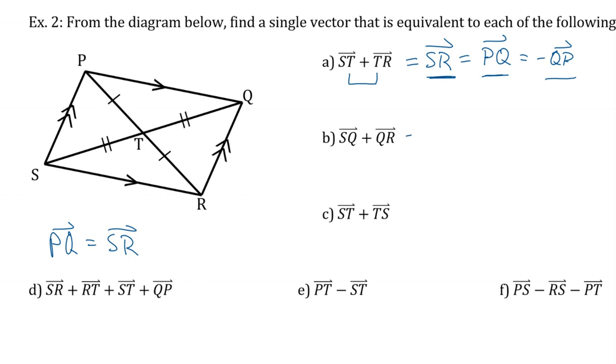So SQ plus SR, in this case, I'm going from S to Q and then Q to R. So again, this would be equal to SR, and equal to the other ones, PQ or negative QP or negative RS or any of those other ones. And then ST to TS. So I go ST and then I go TS and I ended up going nowhere. So that is equal to the zero vector, not equal to S or something like that. That is equal to the zero vector.